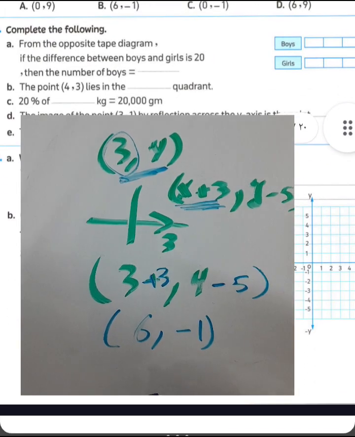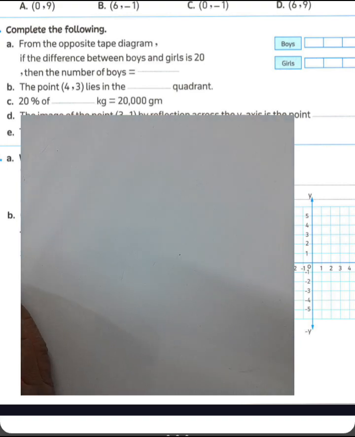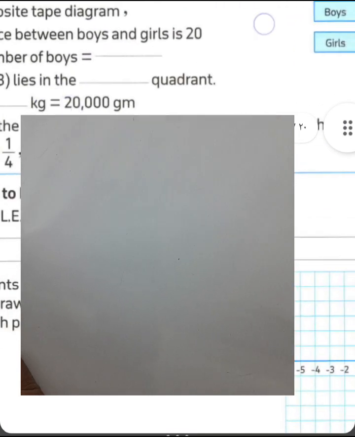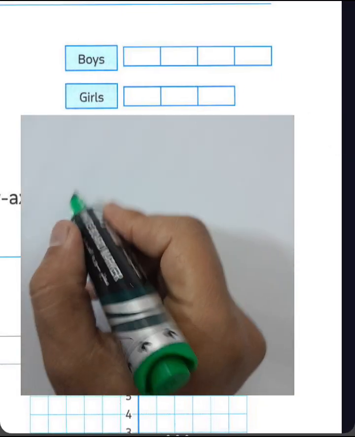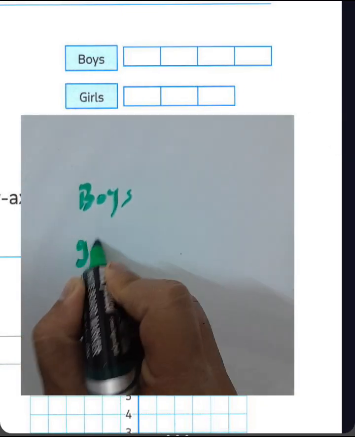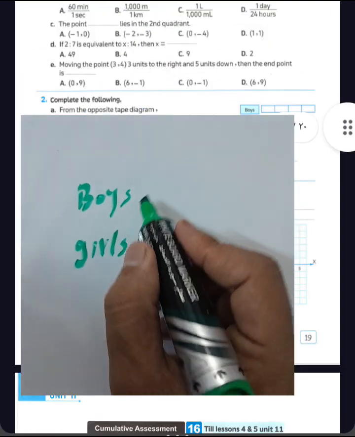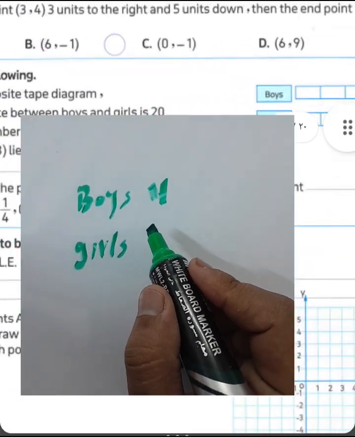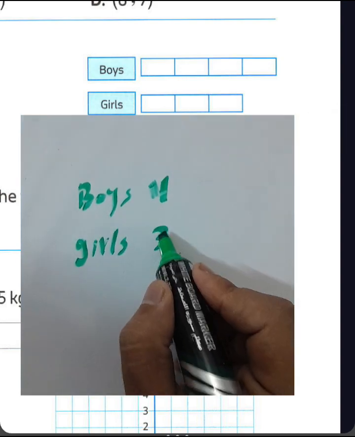Next question, complete the following from the opposite tape diagram. If the difference between boys and girls is 20, then the number of boys equals blank. He will find the number of boys, okay? And he gives us this tape diagram, the ratio between boys and girls. Count with me. How many parts here? 1, 2, 3, 4. And girls, how many parts? 3 parts. We have the ratio between boys and girls 4 to 3.